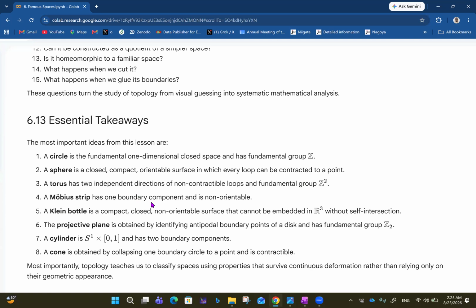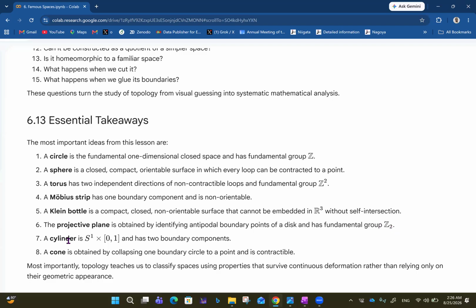A Mobius strip has one boundary component and is non-orientable. A Klein bottle is a compact, closed, non-orientable surface that cannot be embedded in R3 without self-intersection. The projective plane is obtained by identifying antipodal boundary points of a disk, and its fundamental group is Z2.